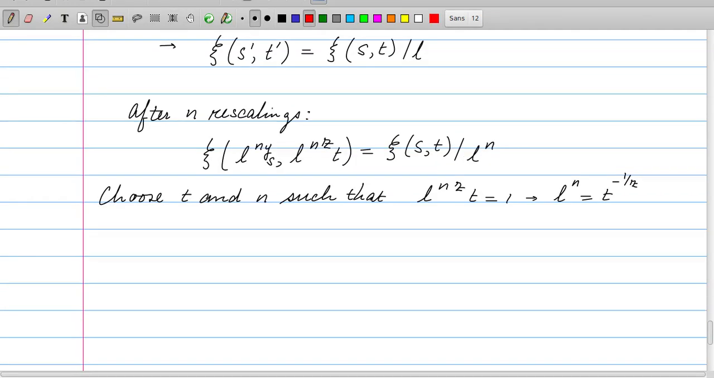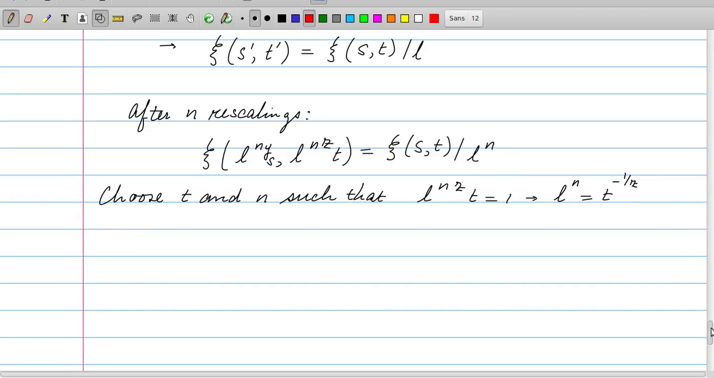And now we are going to apply a special trick. We are starting off close to the fixed point, which means that the s and the t are very small, but after many rescalings I could, with this eigenvector t, which has an eigenvalue which is bigger than 1, move arbitrarily far away, and so I take n large such that t times L to the power nz is equal to 1.